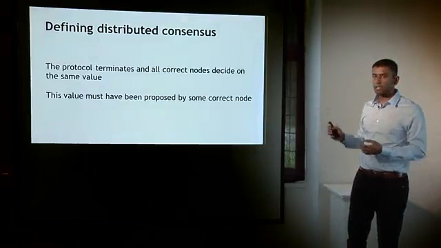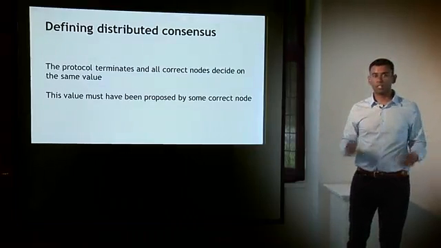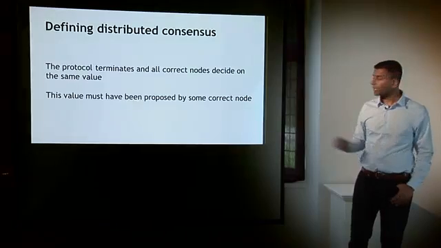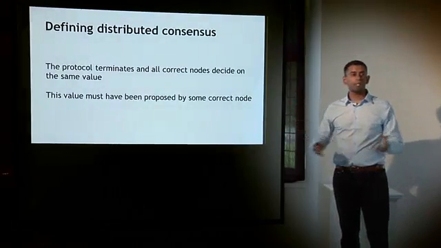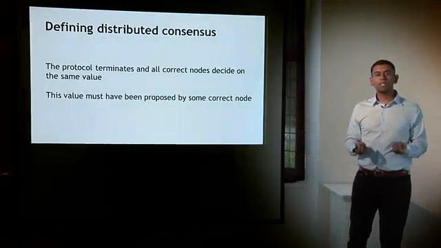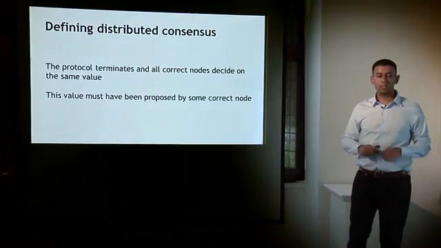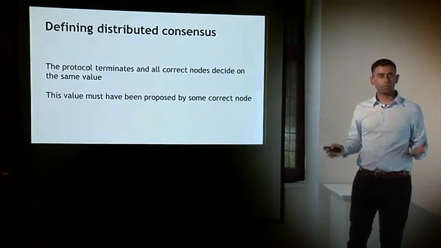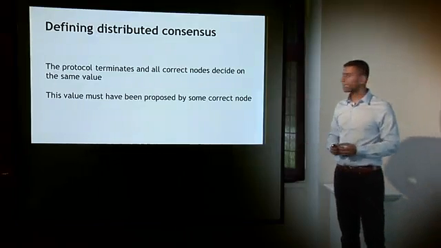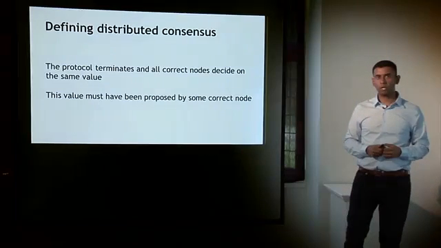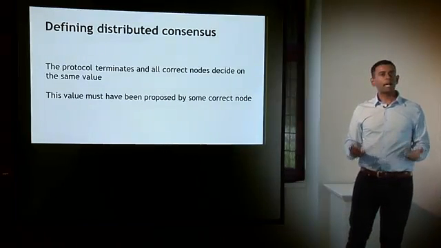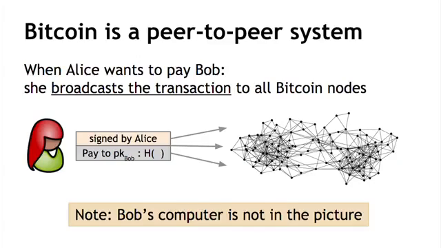Right? And I say correct nodes because some of the nodes might be faulty or even outright malicious. And the second requirement is that this value that they agree upon cannot be an arbitrary value, but it should be a value that was proposed as input by at least one of these correct nodes. So it's really that simple, but let's try to see what this might mean in the context of Bitcoin. So to understand how distributed consensus could work in Bitcoin, let's start with a reminder that Bitcoin is a peer-to-peer system, right?